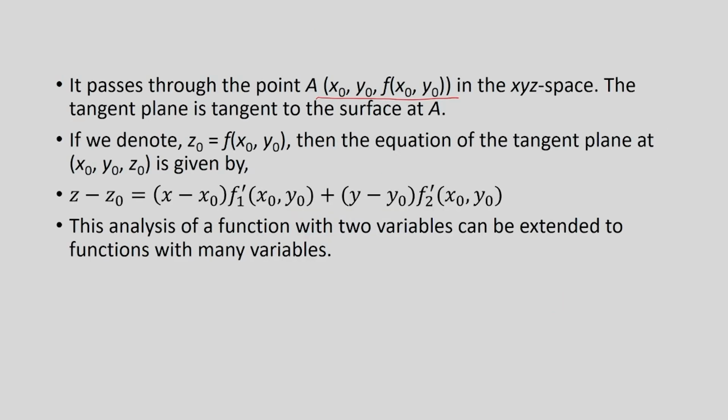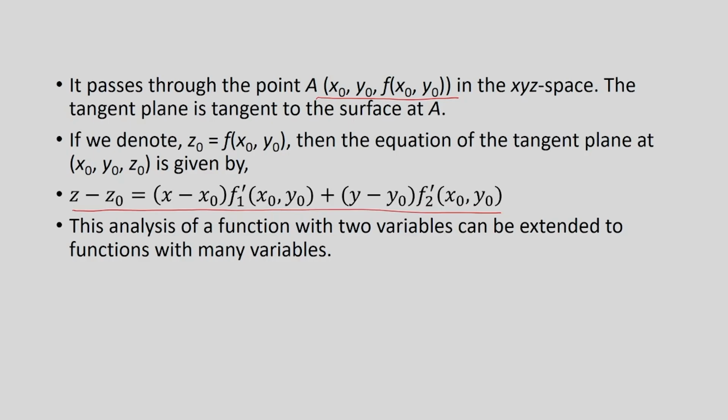The tangent plane is tangent to the surface at this point capital A. If we denote z0 is equal to f(x0, y0), then the equation of the tangent plane at (x0, y0, z0) is given by this. So, this is the equation of the tangent plane. z minus z0 is equal to (x minus x0) multiplied by f'_1(x0, y0) plus (y minus y0) multiplied by f'_2(x0, y0). So, f'_1 and f'_2 are the partial derivatives of the function with respect to x and y respectively.